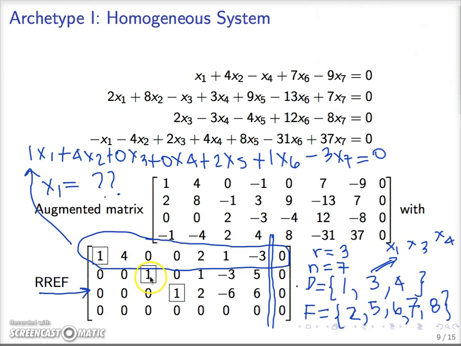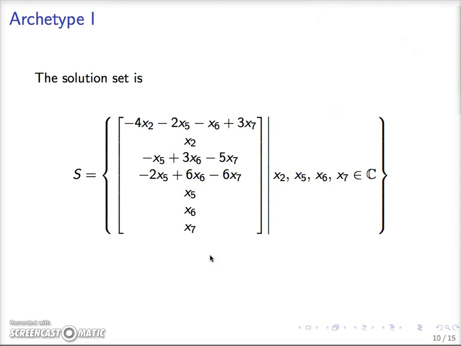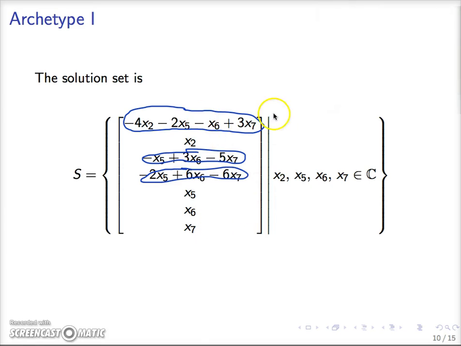From the second row, solve for x2, from the next row, solve for x3, and from the next row, solve for x4. You will find expressions, and those expressions are precisely the expressions that will be substituted on entries x1, x3, and x4. So when we write the solution set in this form, those expressions will be indicated. Here the free variables are x2, x5, x6, and x7.